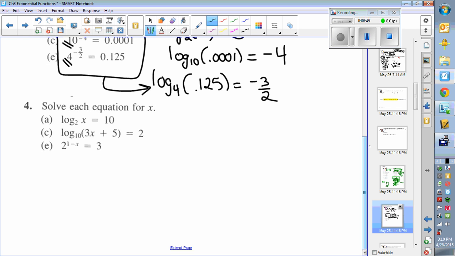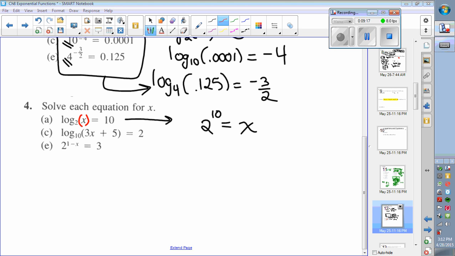And so you're going to write it in exponential form and see if we can figure it out. Okay, so log to base 2 of x equals 10. If we wrote that in exponential form, you would say 2 to the 10th power equals x. What this was asking was, what do you take log to base 2 of to have it equal 10? It has to be whatever 2 to the 10th power is, and that answer comes out to 1024.